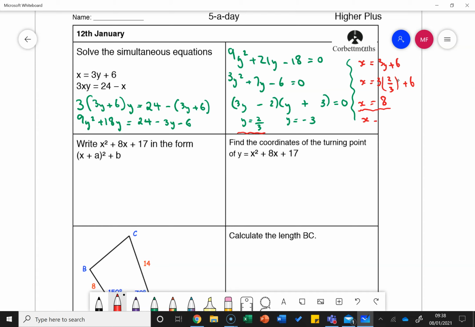So x is equal to not 3y, but 3 lots of that because it's here. Add on 6. Play around with it. You've got minus 9 plus 6 give you minus 3. Okay, so that one goes with that one.